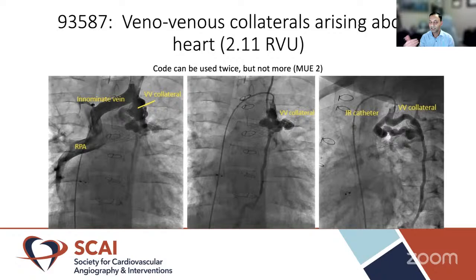So in this case, we can initially code the innominate vein and the SVC angiogram separately, and in addition, we can code the VV collateral angiogram using 93587. This provides 2.11 RVUs. The thing that is important to remember is that this code, as Dr. Ring mentioned, can be only used twice, but no more. So that is a MUE of 2.